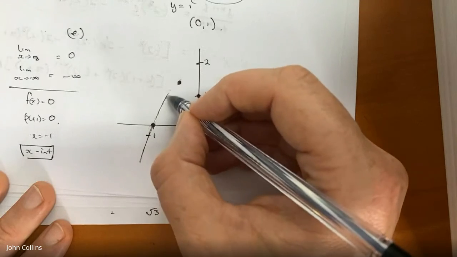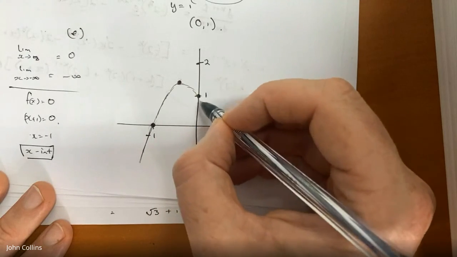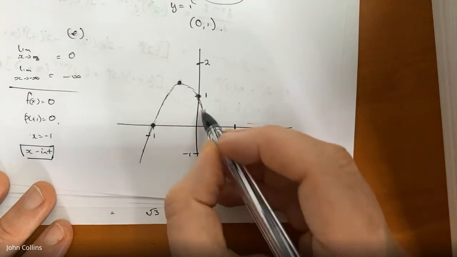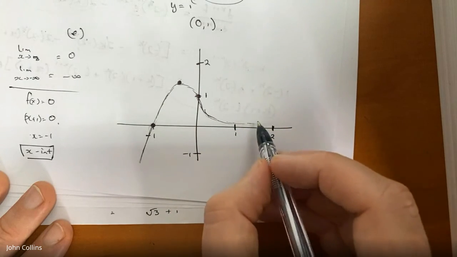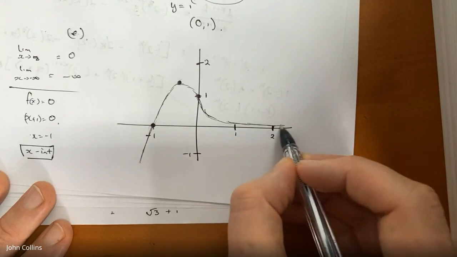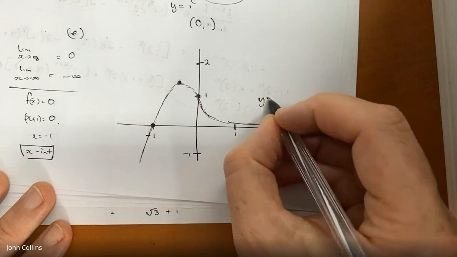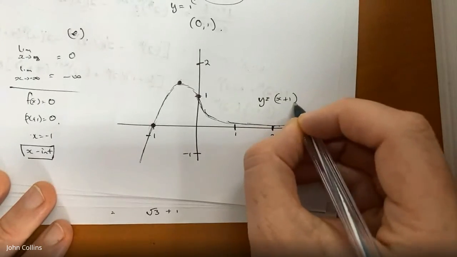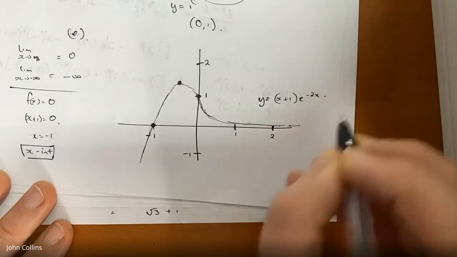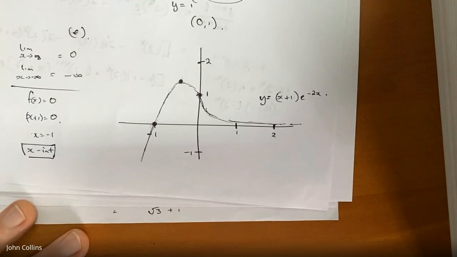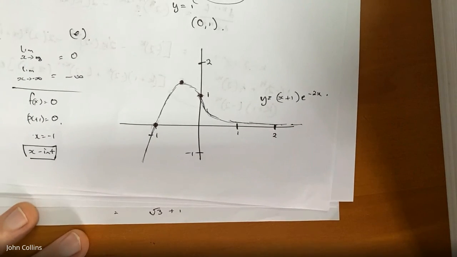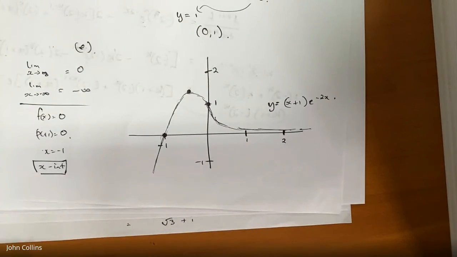So there's a maximum here, a little change of inflection here, and then it starts to tend down. Perhaps I flattened it out a bit, but something like that. Yeah. And that is our function, y is equal to x plus 1 times e to minus 2x. So a bit of calculus in there as well, just for fun. A lot of calculus in there in the proof by induction question. All right. So well done.